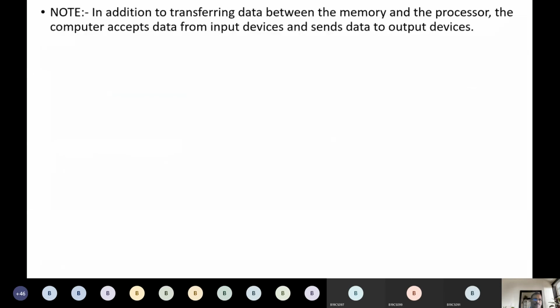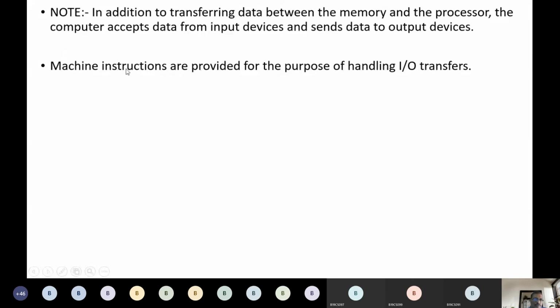After this, 12 points. In addition to transferring data between memory and processor, the computer accepts data from input devices at the left and sends data to the output devices at the right, in the block diagram. Generally the input device will not be at the left and the output device at the right, but as per the block diagram, it is so.